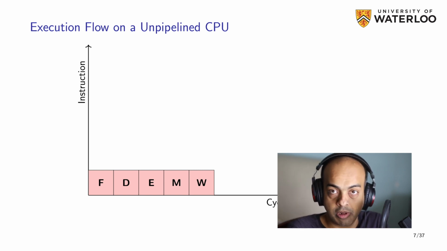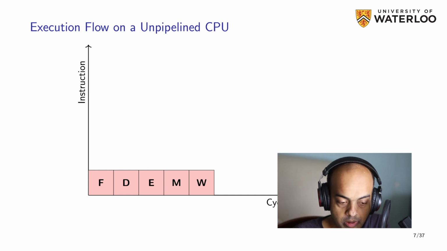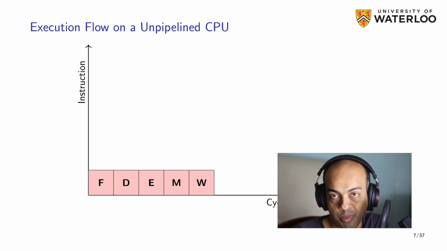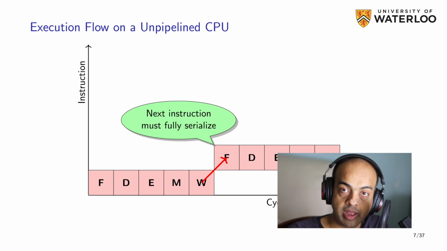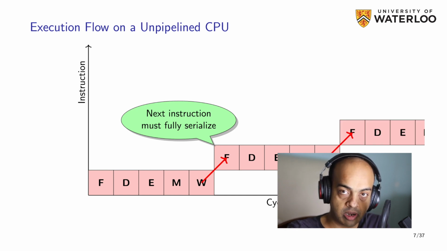So here's an example of an unpipelined CPU. I'm doing fetch, decode, execute, memory, and write back all in this one atomic step. And then if I want to execute a new instruction, I have to wait for the first instruction to completely finish before I can go back and issue that new instruction. And you can imagine that as I start stacking instructions, this is going to slow things down a lot.